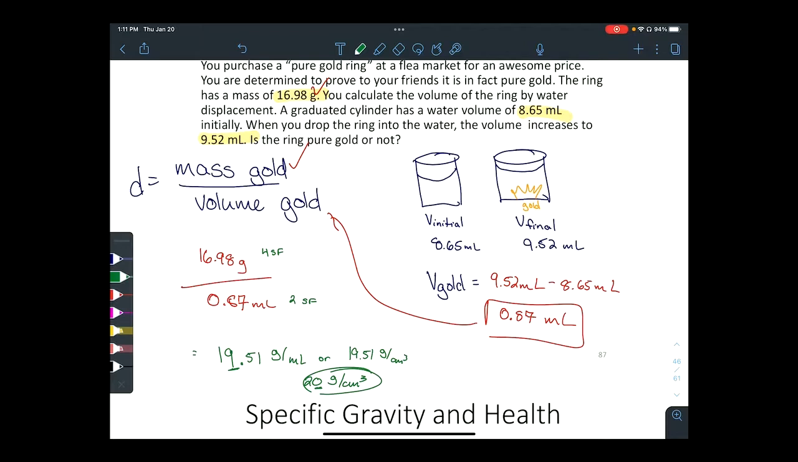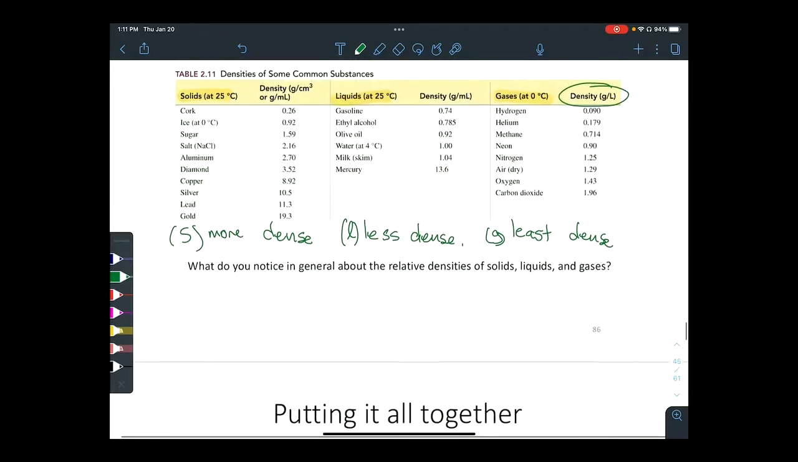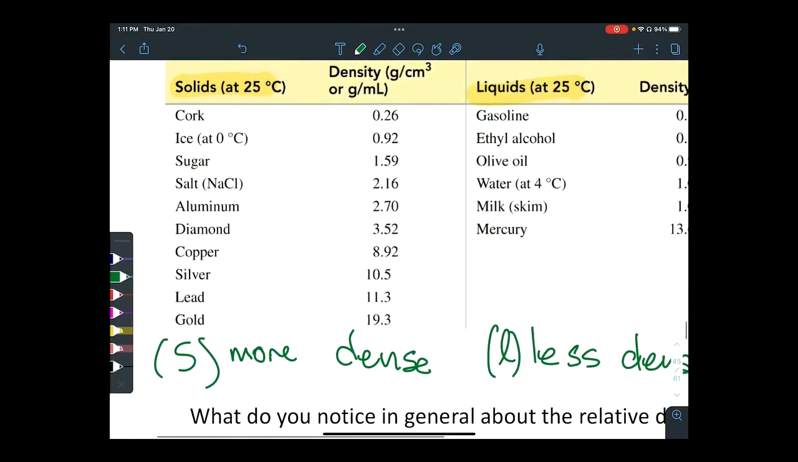We just got a density answer. How could we figure out if it was real gold? Compare it to the real density of gold. All right, so you can either look it up, Google it, or you just go up a slide and look right there. So do we think it's real gold?